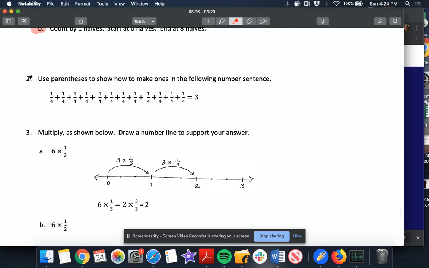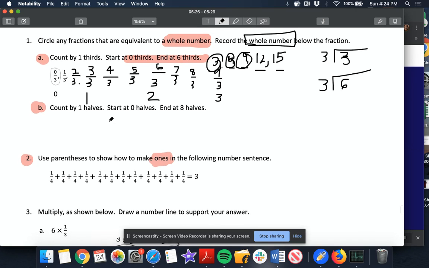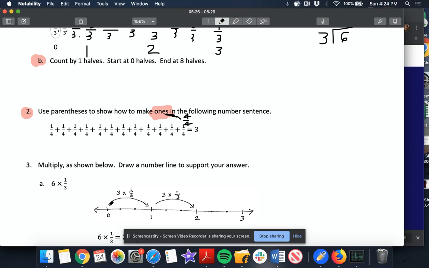For 2, they ask us to use parentheses to show how to make ones in the following number sentence. Okay, so we are pretty good at this. We know that ones are equal to when the numerator is equal to the denominator. So in this case, we know that 4/4 is equal to 1. So let's try to get those 4/4s. Well, we just need 4 1/4s, right?